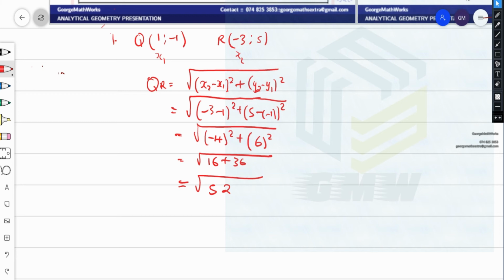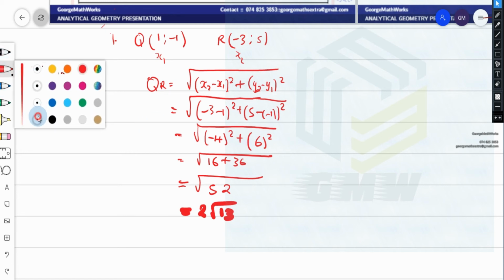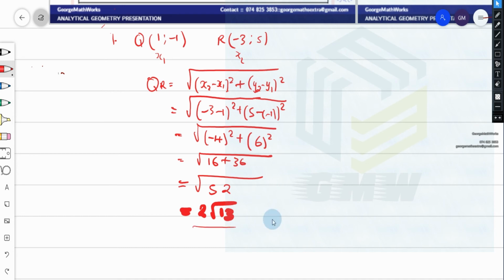Now if you punch this in a calculator, you are going to get your answer to be 2 root 13. Let me change the size of the pen there. That's not a good one. Right. So this is your answer in surd form. Now let's look at the question that follows.